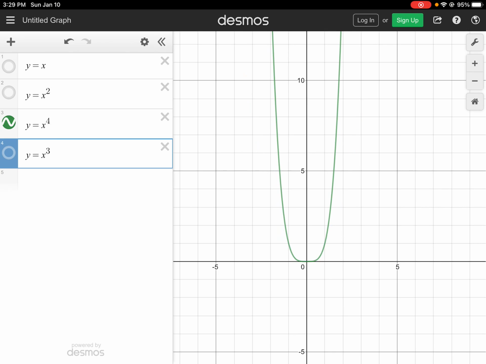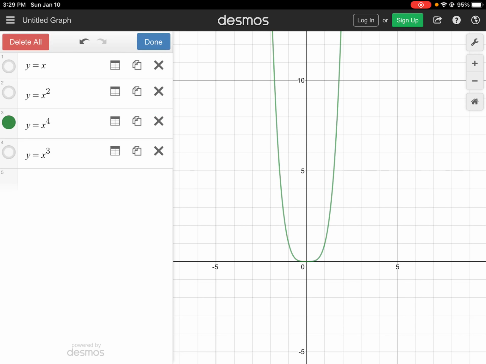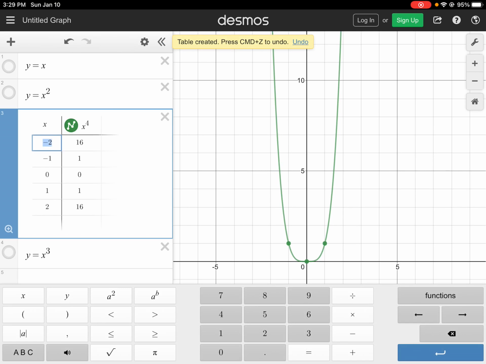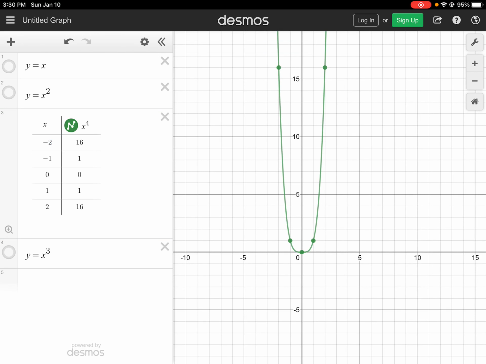So here's our quartic function. Let's go ahead and take that and let's make a table out of it so we can kind of see what's going on. And here's our table values, and we can see those points that are plotted. And let's go ahead and transfer this information to your notes.